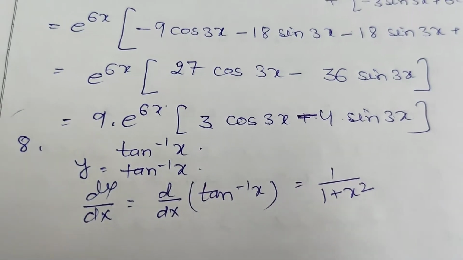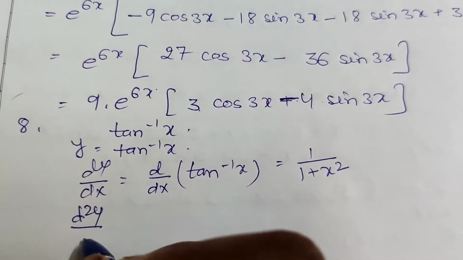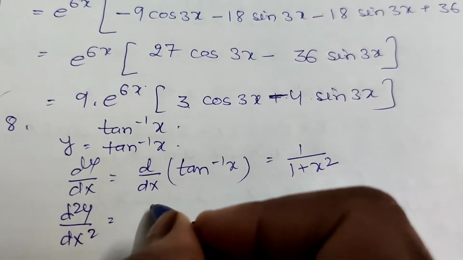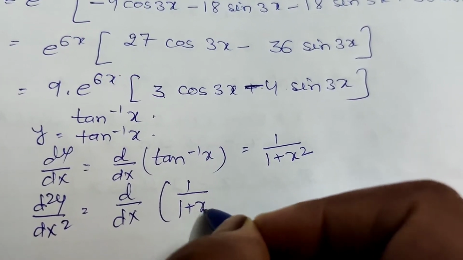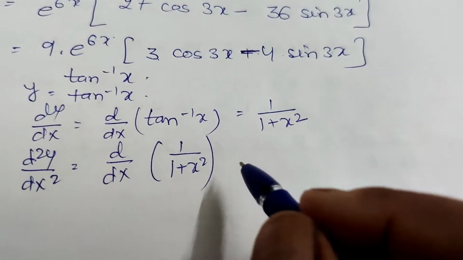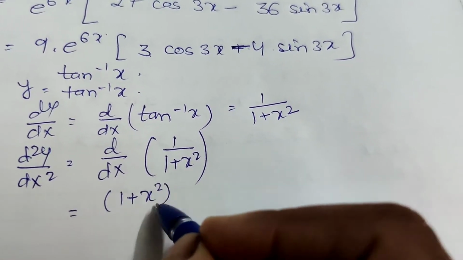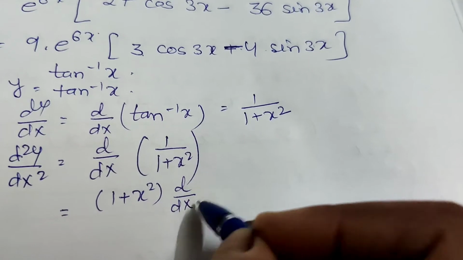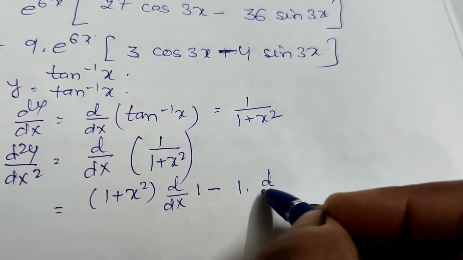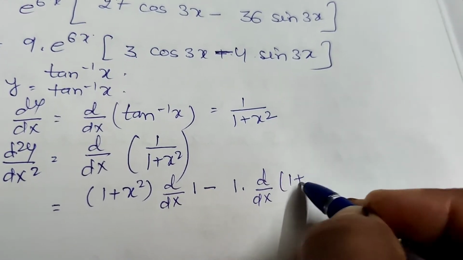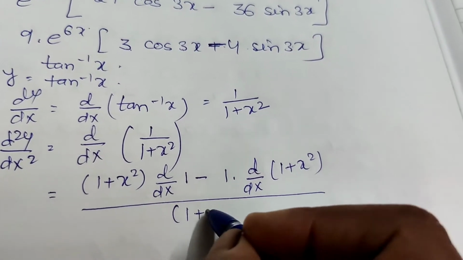Now the double differentiation means d over dx of 1 upon 1 plus x square. We can use the division rule. Division rule means denominator times differentiation of numerator minus numerator times differentiation of denominator, divided by denominator square.